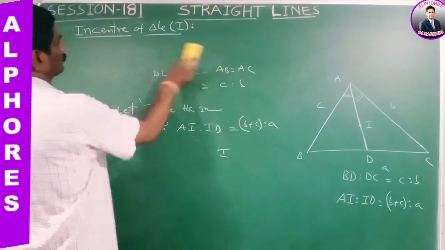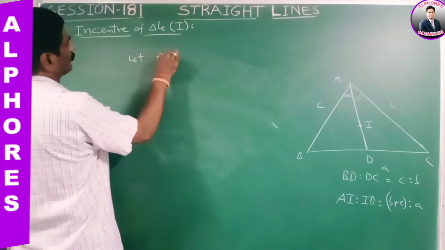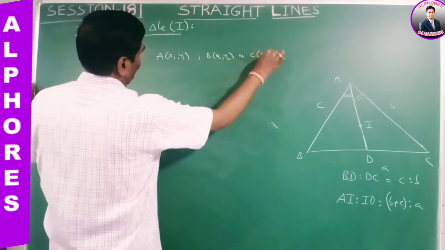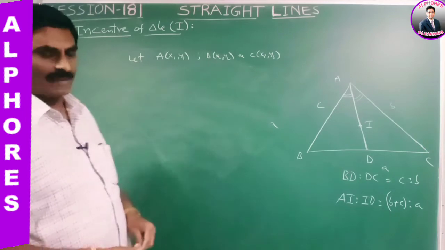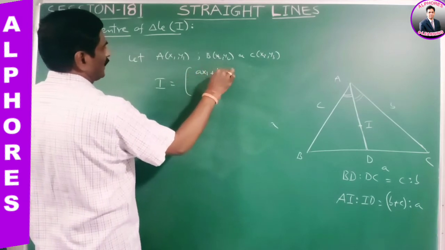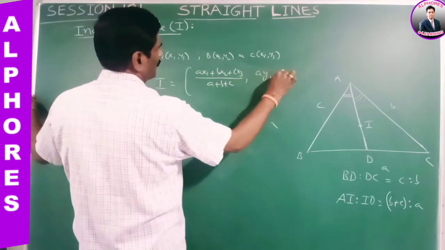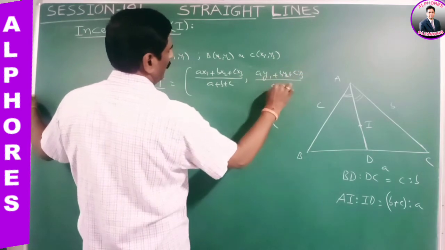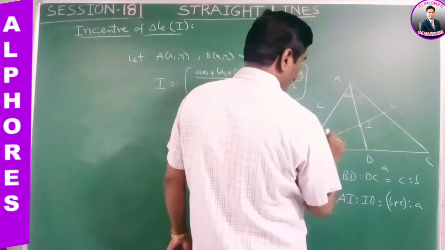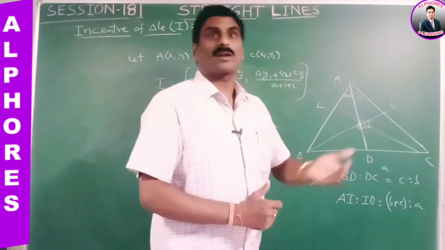Next, let A(x1, y1), B(x2, y2) and C(x3, y3) be the vertices of a triangle ABC. Then the incenter I is equal to (a x1 plus b x2 plus c x3) by (a plus b plus c), comma, (a y1 plus b y2 plus c y3) by (a plus b plus c). Here the internal angular bisectors of A, B and C are concurrent at I. This I is said to be the incenter of the triangle ABC.